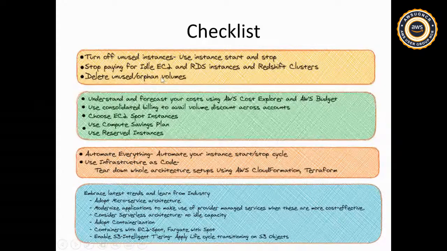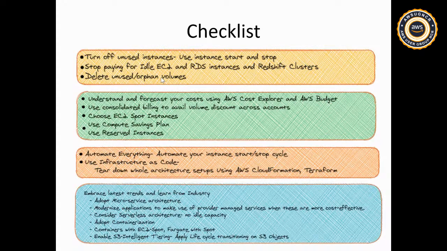So the first point of the checklist: turn off all the unused instances that we don't want to have or that we maybe forgot to turn off. Stop paying for idle EC2 or RDS instances or Redshift clusters, or be it any resource. Delete all the unused or orphan volumes, basically the EBS volumes, and also the snapshots. If we don't want these snapshots to be stored, then we can delete those also.